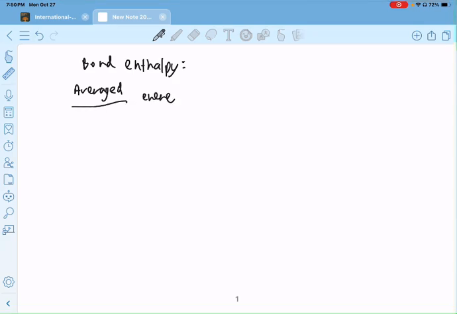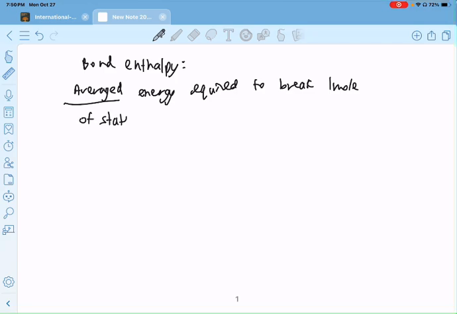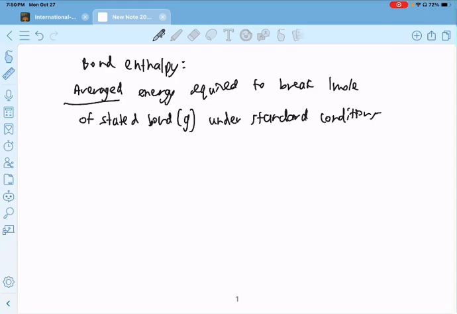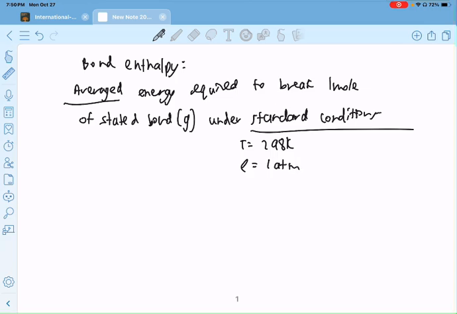energy required to break 1 mole of a stated bond in gaseous state under standard conditions. Now, if you've noticed the theme, there is always going to be standard conditions. Whether you're doing enthalpy of formation, standard enthalpy of fusion, there's always going to be standard conditions of 298 Kelvin. This is the temperature and pressure of 1 atmosphere, okay? So it's important to always know this.